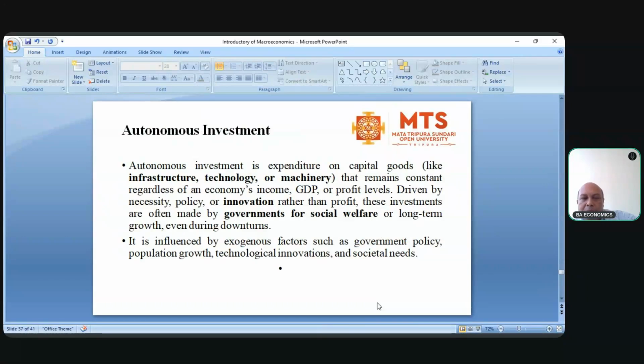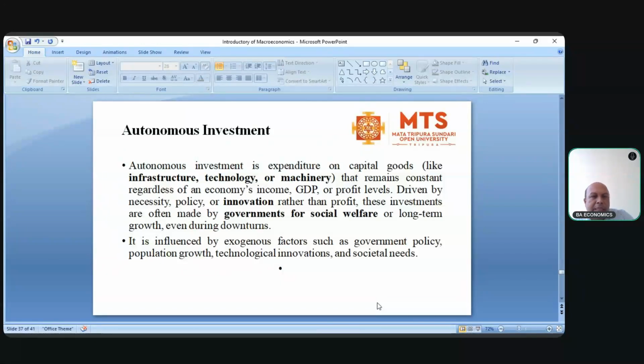Now I said previously that investment can be classified into two ways. One is autonomous investment, and the second one is induced investment. So what is autonomous investment? Autonomous investment is not linked with the income level, and induced investment is linked with the income level. Autonomous investment is more linked with government projects or government activities. Basically this investment is done by the government, and induced investment is basically run by the private sector.